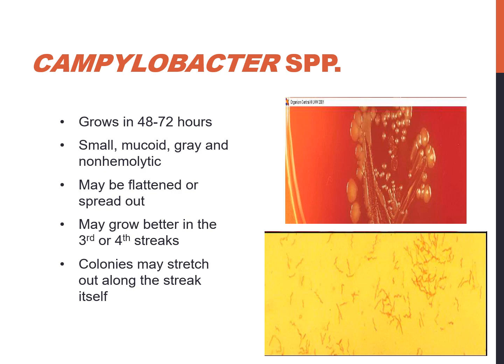On the media, they are small, mucoid, gray, and non-hemolytic. They may be flattened out or spread out, and they may actually grow better in the 3rd or 4th streak, and that's due to its nutrient usage. Colonies may stretch out along the streak itself, and you can kind of see that happening in the top image over there on the right. Microscopically, they are a gull-winged or S-shaped gram-negative rod, and you can see that on the bottom image on the right.